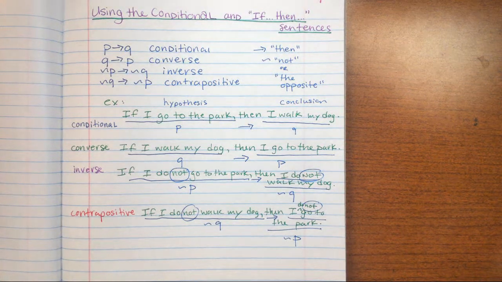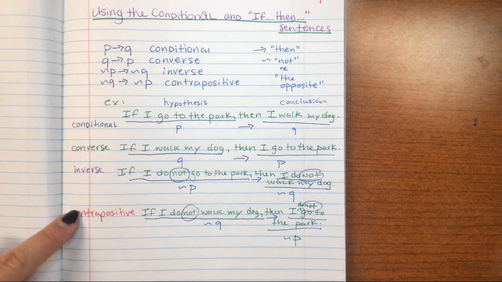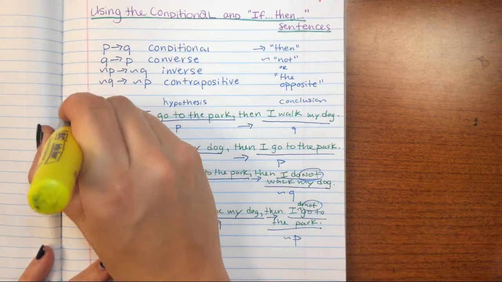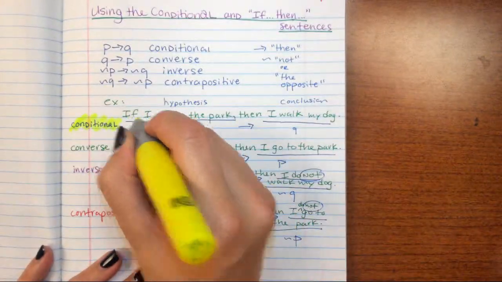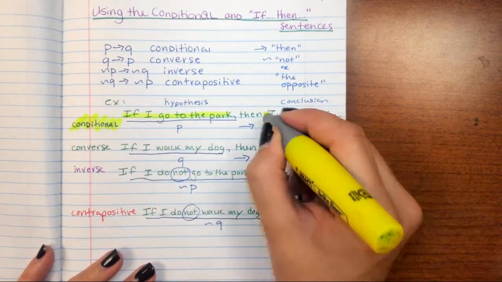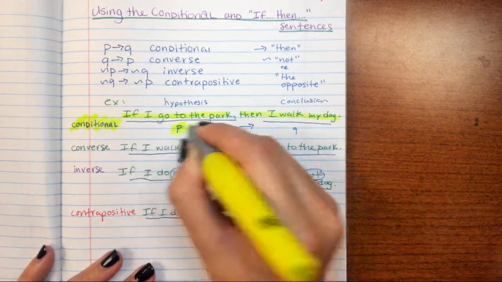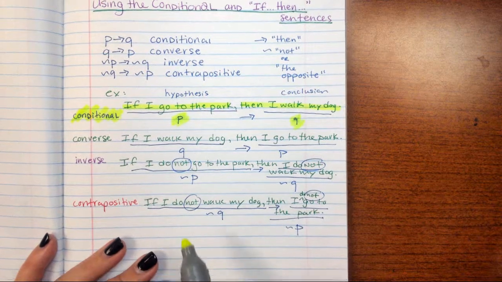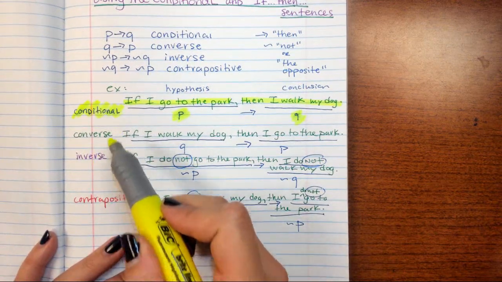Important thing to remember is that all of these statements, converse, inverse, contrapositive, go off of the conditional. So this is your original sentence. This is always your P, this is always your Q, and each of these go off of your conditional.